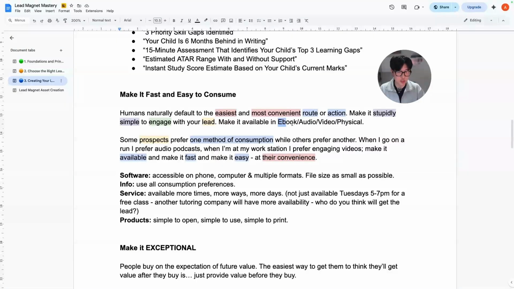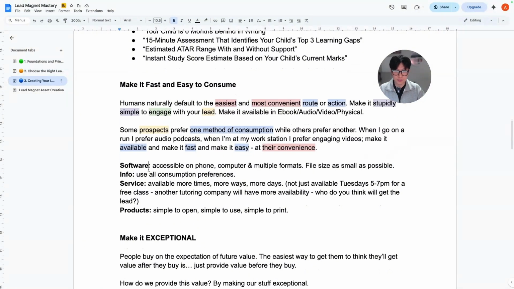It will take a bit more time to create all these formats, or the formats that your audience wants, but it'll be well worth it in the long run. So for software, these are the 4 types. For software, you want to make it accessible on your phone, computer, and multiple formats, and make the file size as small as possible. This can also apply to info, right? For info, you want to use all consumption preferences and make it as small as possible to download.